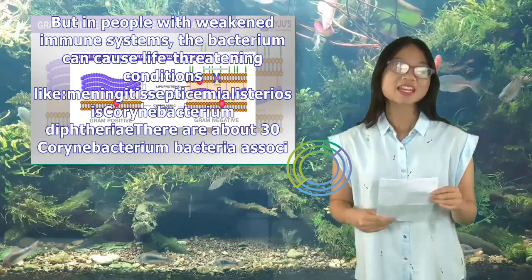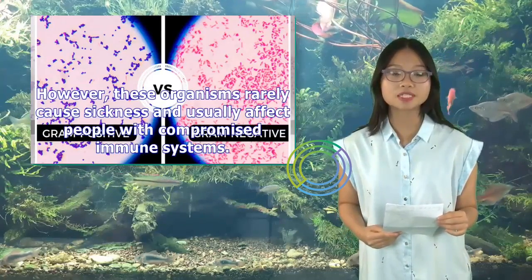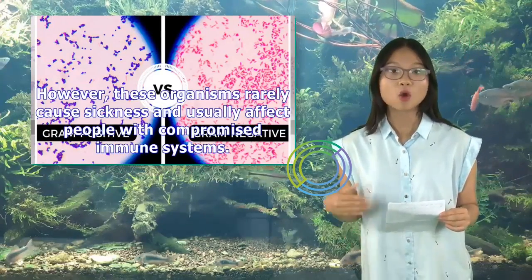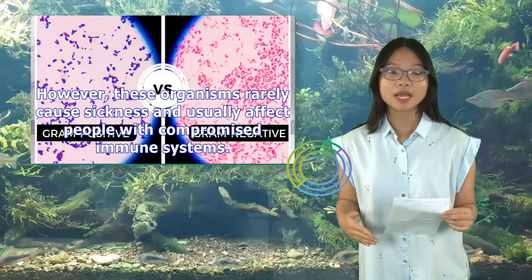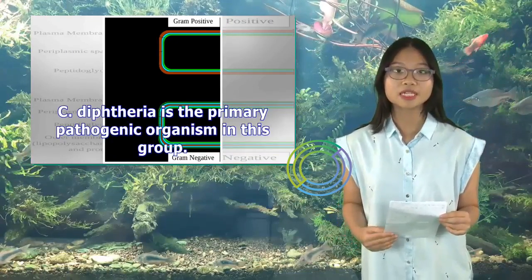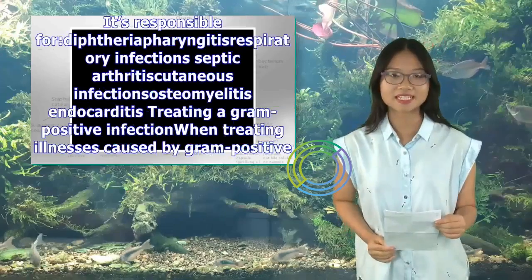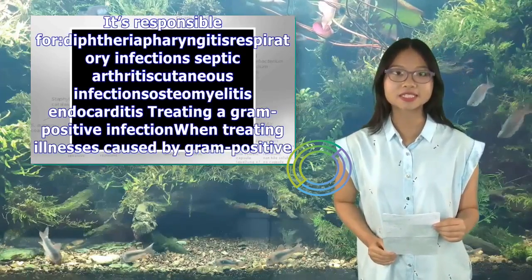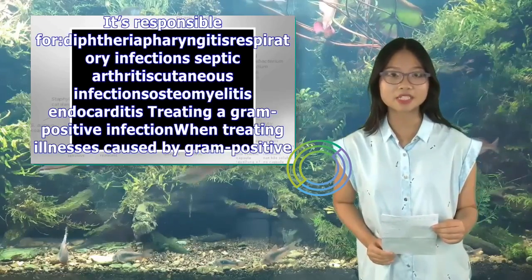Corynebacterium diphtheriae. There are about 30 Corynebacterium bacteria associated with human disease. However, these organisms rarely cause sickness and usually affect people with compromised immune systems. C. diphtheriae is the primary pathogenic organism in this group. It's responsible for diphtheria, pharyngitis, respiratory infections, septic arthritis, cutaneous infections, osteomyelitis, and endocarditis.